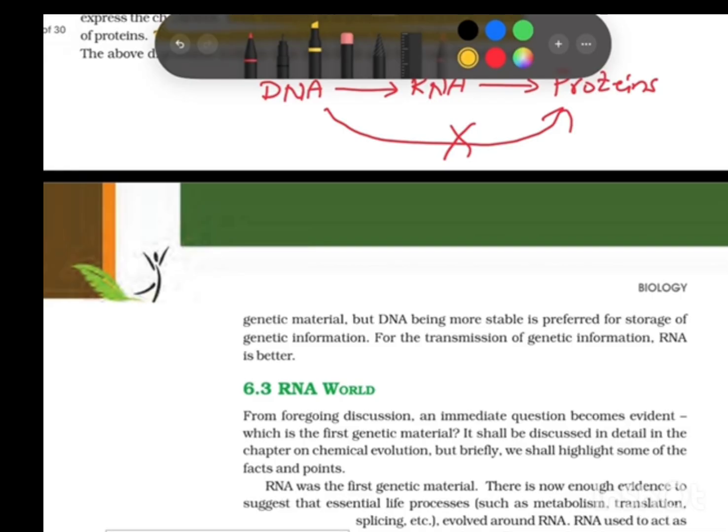So, DNA being more stable, it is preferred for storage of genetic information. But for the transmission of genetic information, not from one organism to another organism, but from DNA to protein, RNA is better. Next.